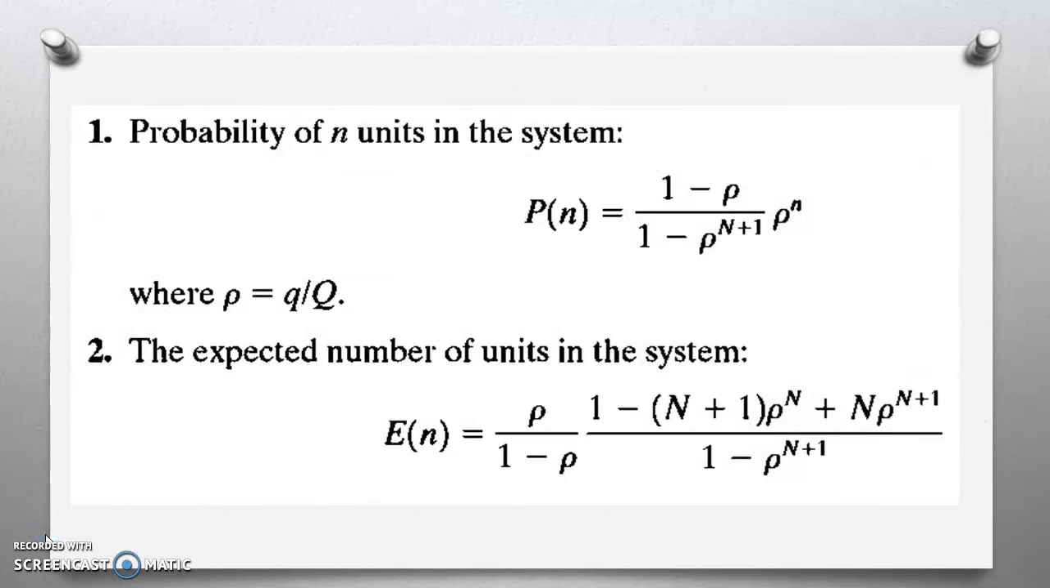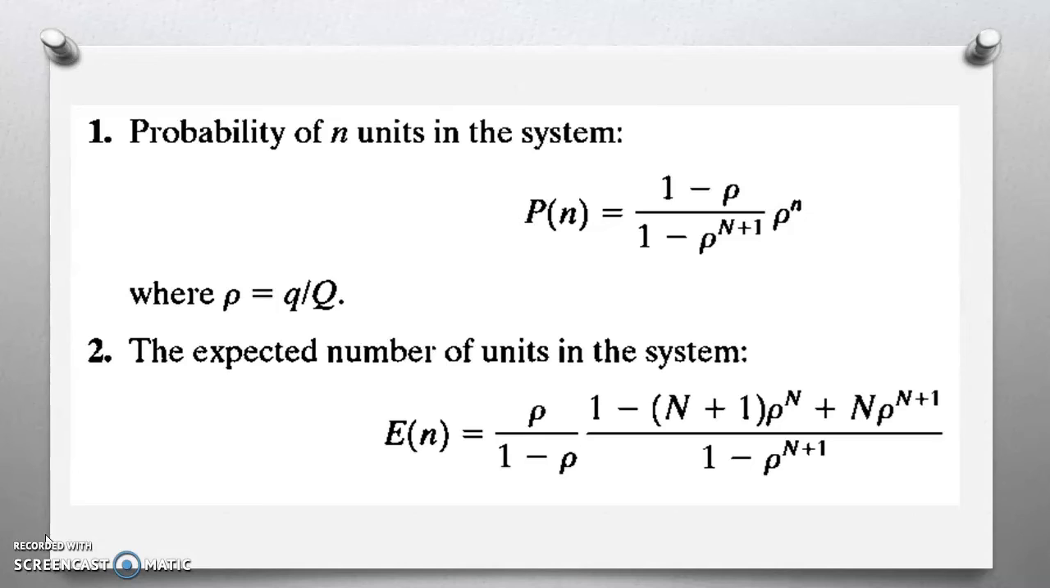Probability of n units in the system. The probability of n units is equal to 1 minus probability over 1 minus probability to the power of number of vehicles plus 1, multiplied by probability to the power of n units, where probability is equal to the arrival rate over the service rate.